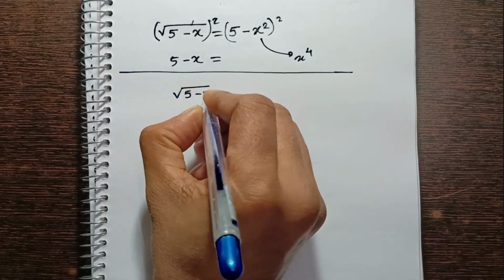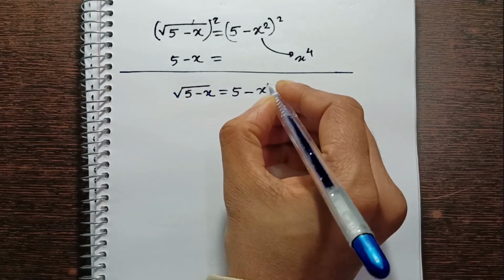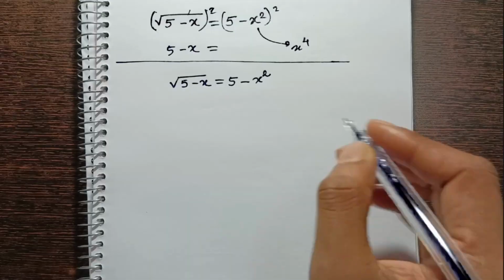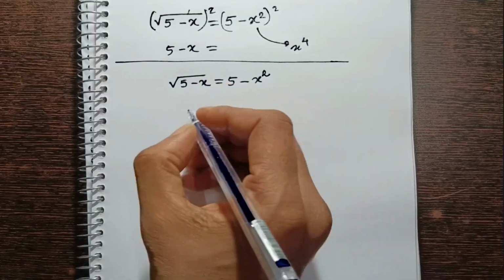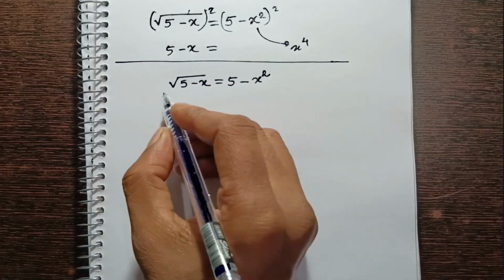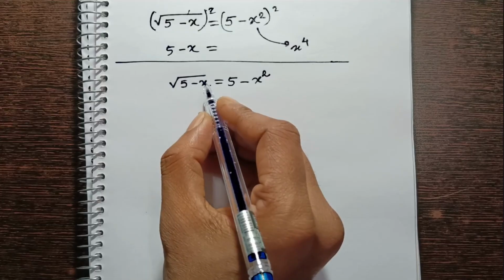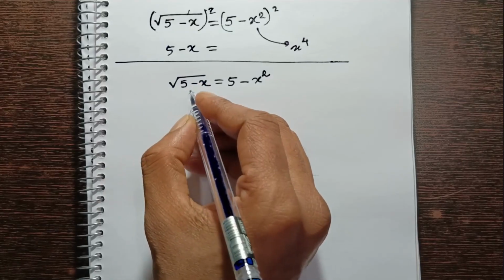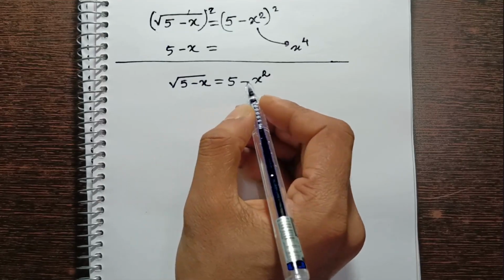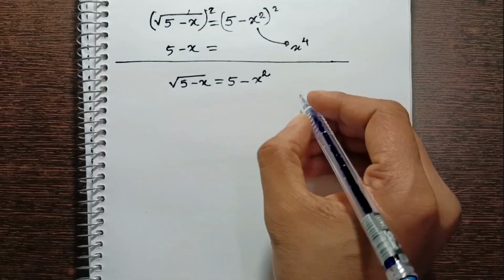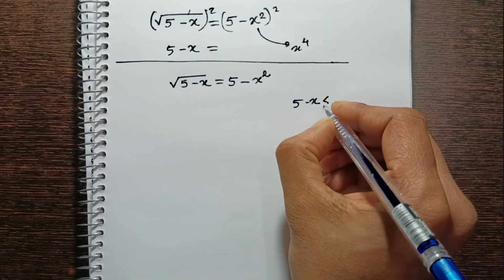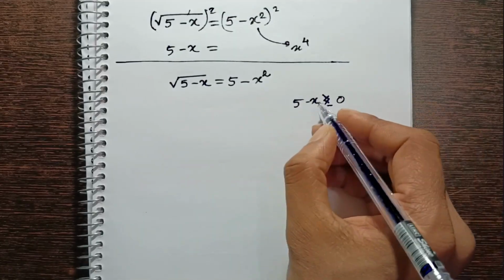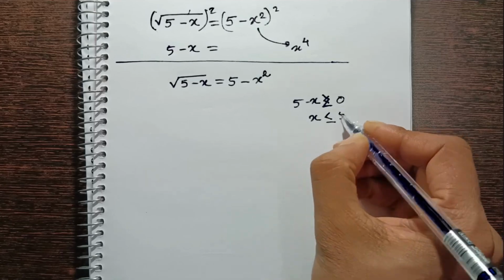But first, we have to set some ground rules, because in math, we can't just run wild without checking our boundaries. So let's define our constraints. Look at the term inside the square root, which is 5 minus x, and we know that in the real number system, you cannot take the square root of a negative number, so 5 minus x must be greater than or equal to 0, which means x has to be less than or equal to 5.